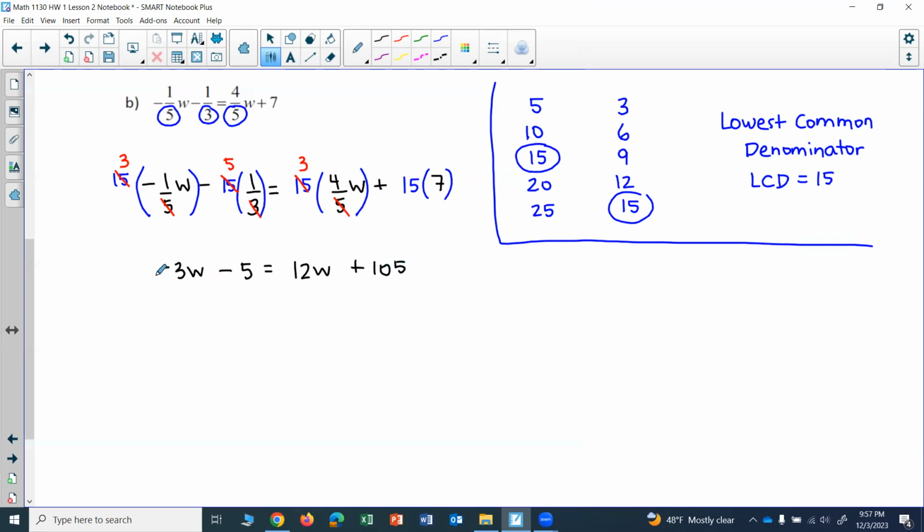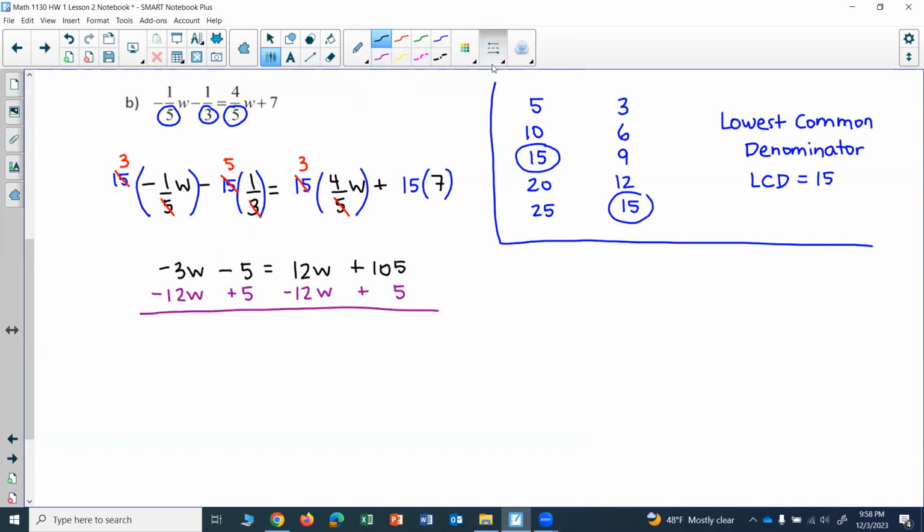Now I have a much simpler looking equation. Negative 3w minus 5 equals 12w plus 105. And I want to go ahead and solve this. So I want to move all of my w terms to one side. I'm going to move them all to the left-hand side. So I'll subtract 12w from both sides of my equation. And I want to move that minus 5 to the other side of the equal sign. So I'm going to go ahead and add 5 to both sides. Make sure you're lining up those terms with their like terms on the other side.